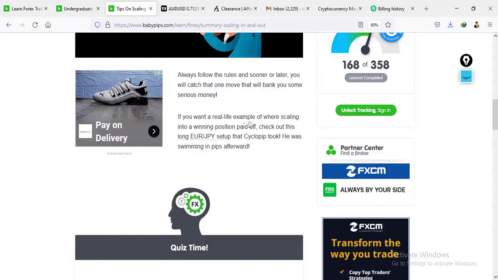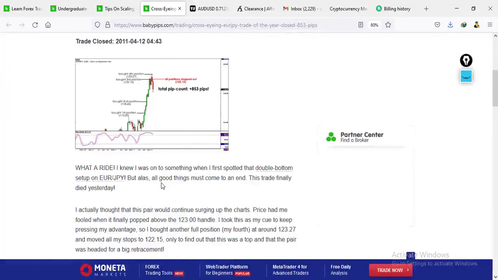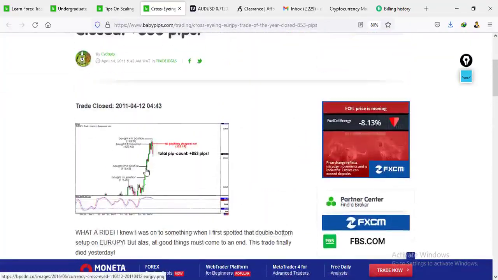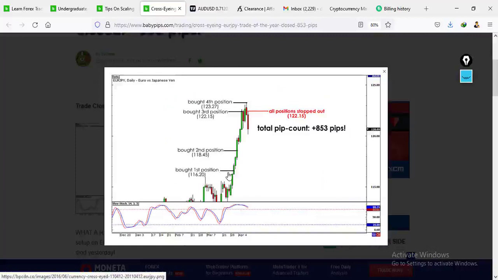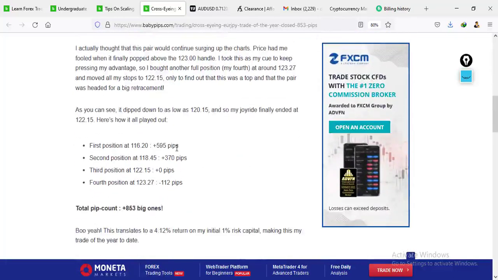If you want a real life example of scaling into a position paying off, check this long EJ setup. That's Cyclopip 2. Let me just look at it. Oh my goodness, Cyclopip is a crazy trader. Wow. Look at that. First position, boom. Second position, boom. My goodness. Third position, boom. Fourth, boom, up to stop out. Total pip count is 850 pips. Oh my goodness. That's some heck of some pips.